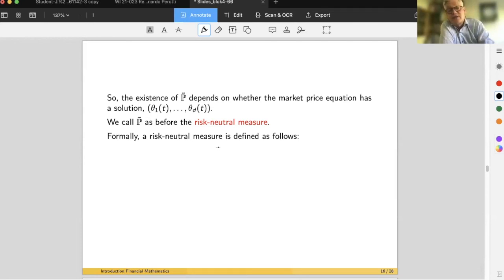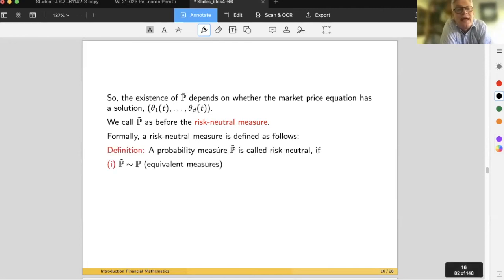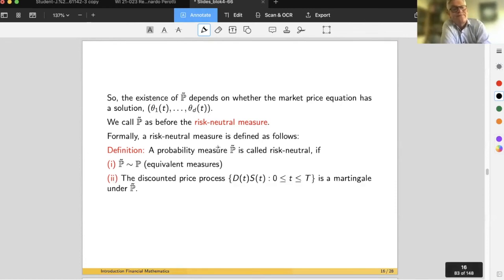And formally, this risk neutral measure is defined as follows. A probability measure P tilde is called risk neutral if certain properties are satisfied. First of all, P tilde and P are equivalent measures, which means P tilde(A) is equal to 0 exactly when P(A) is equal to 0. And the discounted price process D(t) S(t), little t between 0 and T, is a martingale under P tilde.